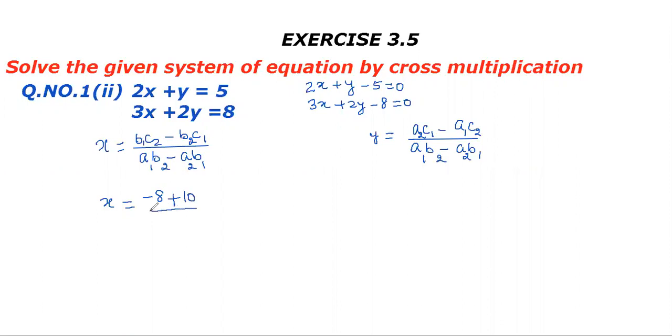And in the denominator, you will write A1, B2. First equation say A1, second equation say B2. A1, B2. So that means this is 4. And then a sign of minus from the formula. Then A2C1. So this is 3. That means the value of x that you got is 1 and 2. Therefore, x is equal to 2.